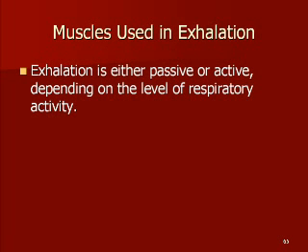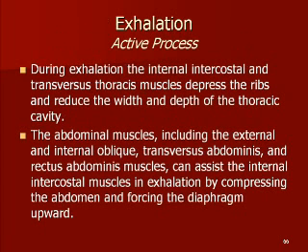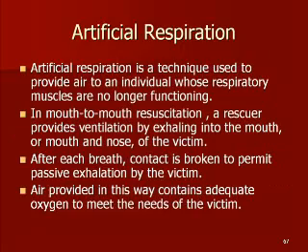Exhalation is either passive or active depending on the level of respiratory activity. During exhalation, the internal intercostal and the transversus thoracic muscles depress the ribs and reduce the width and the depth of the thoracic cavity. The abdominal muscles, including the external and internal oblique, transversus abdominis, and the rectus abdominis muscles, can assist the internal intercostal muscles in exhalation by compressing the abdomen and forcing the diaphragm upward.